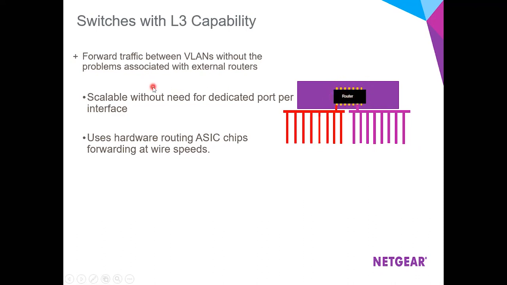So the good news of using this router inside the switch is that it is really high performance, because at the end we are using our hardware to do all the routing. So it's kind of the same speed as the switching. We don't have the bottlenecks that a normal router can have, because it uses ASIC chips to do that. So that's more in terms of the performance we are achieving with this router inside the switch.